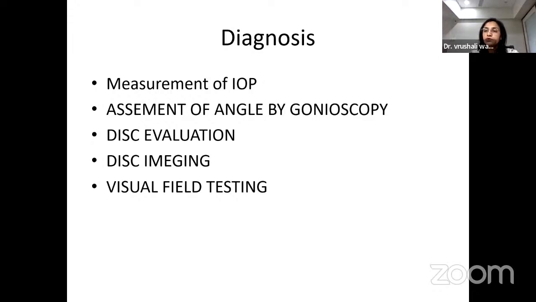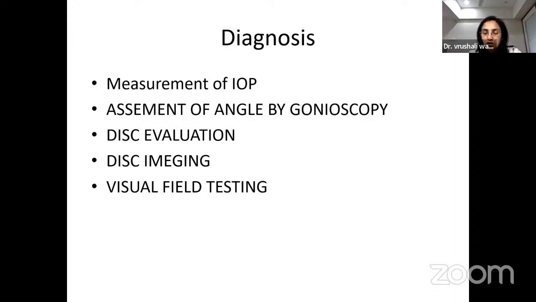And to know about secondary glaucoma, we should ask the history of use of corticosteroids, because people who are using steroids for a long term are more prone to get steroid-induced glaucoma or secondary glaucoma. History of trauma also can cause a secondary glaucoma. So for a diagnosis, proper history first, then ocular examination, slit lamp examination, measurement of intraocular pressure, then angle assessment by gonioscopy, then disc evaluation, obviously with a slit lamp examination and with the help of a 78 or 90 diopter lens. Then the disc imaging, or the photographs or scan of the optic disc head, and most important is visual field testing.